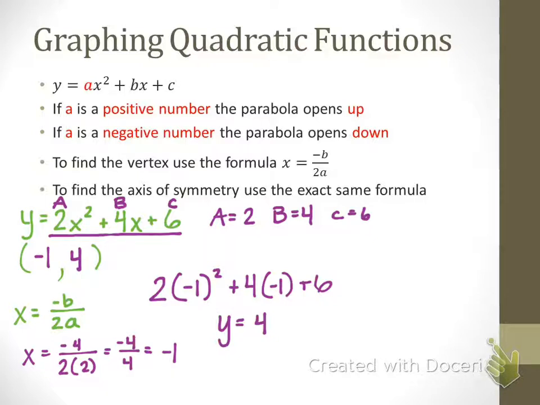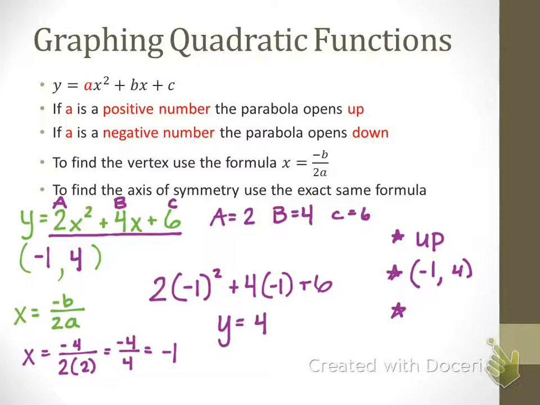So they're looking for 3 answers. First of all, they want to know whether it went up or down. So I found out since A was positive, it went up. My vertex was the second thing they wanted to know, which is negative 1, 4. And the last thing, they want me to write an equation for the axis of symmetry.